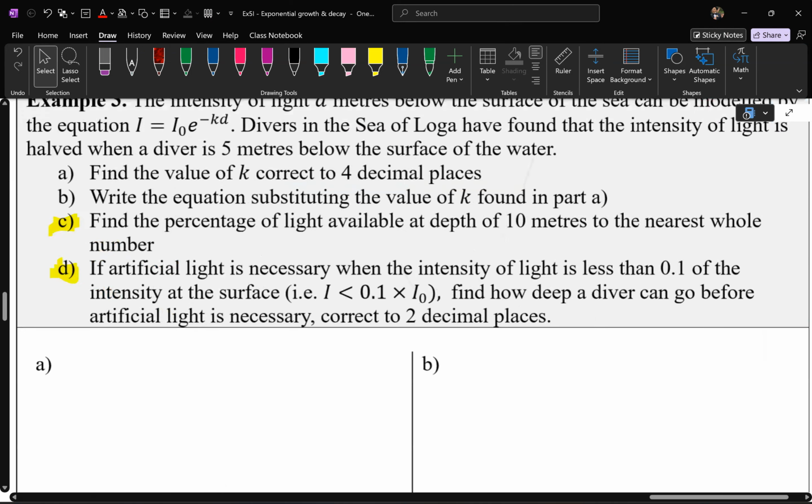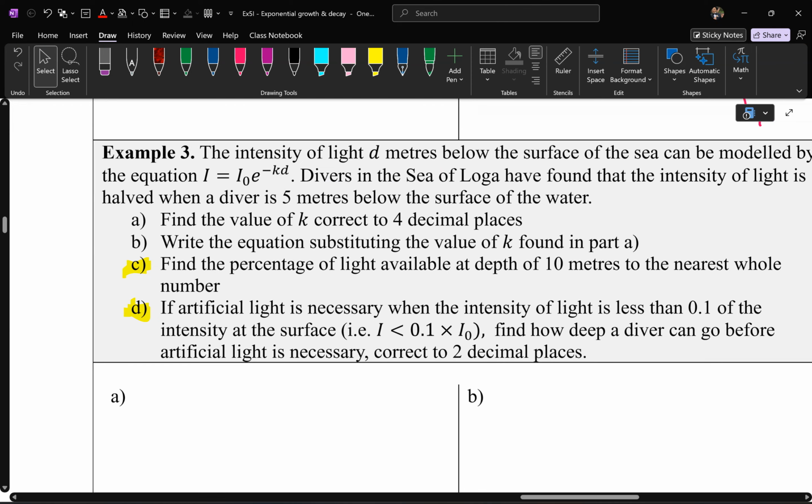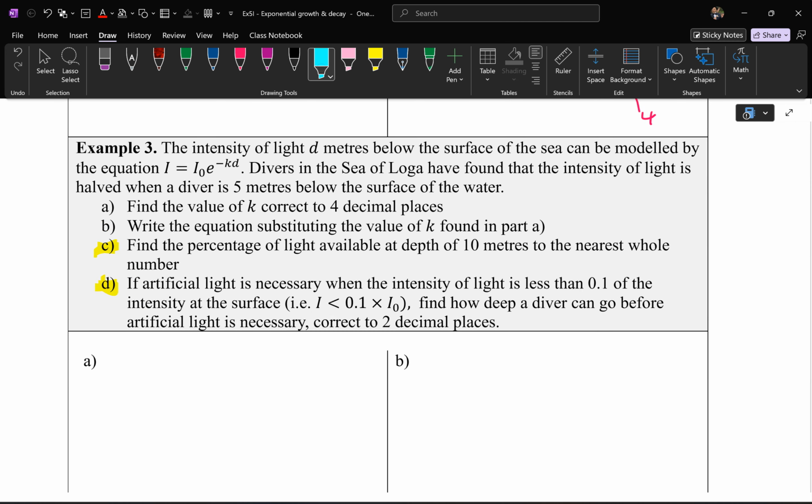All right, let's go. I'm hearing a lot of correct answers. I'm sort of sitting here listening to you guys solve. First one, you've got a model, which is here. They say that the intensity of light is halved when the diver is at 5 meters below the surface. So that's essentially telling you that when D equals 5, then the intensity is equal to half its starting point. Okay, so when D equals 5, the light intensity is halved.